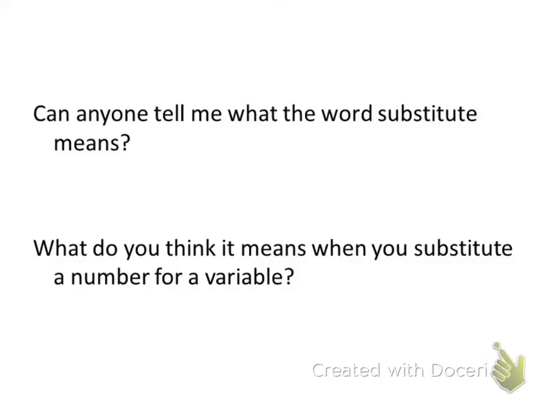Have you ever seen a sporting event where they substitute a player? The first player has to come out before the second player can come in, right? That is the same exact way we're going to do it in math. But we are substituting a number for a variable. Can anyone tell me what a variable is? You all had algebra last year, so I'm assuming you know what a variable is. What's a variable?